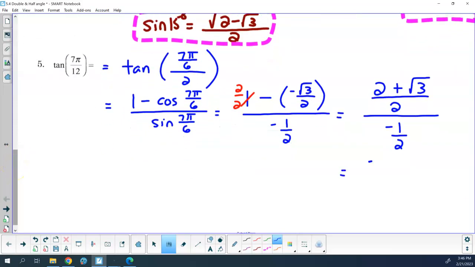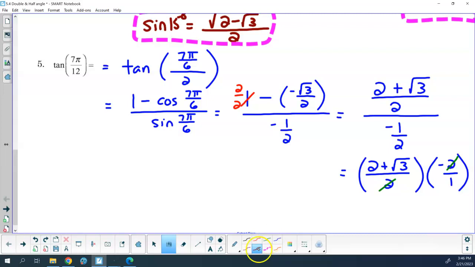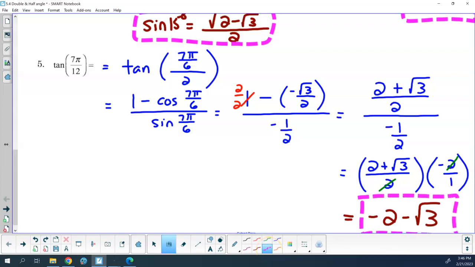I'll write it out for you. Gets me that. The 2's cancel each other out. 2 cancels out 2 there. Still left with the negative 1. So then this is negative 2 minus the square root of 3. You would get that using any one of those 3 formulas, identities.